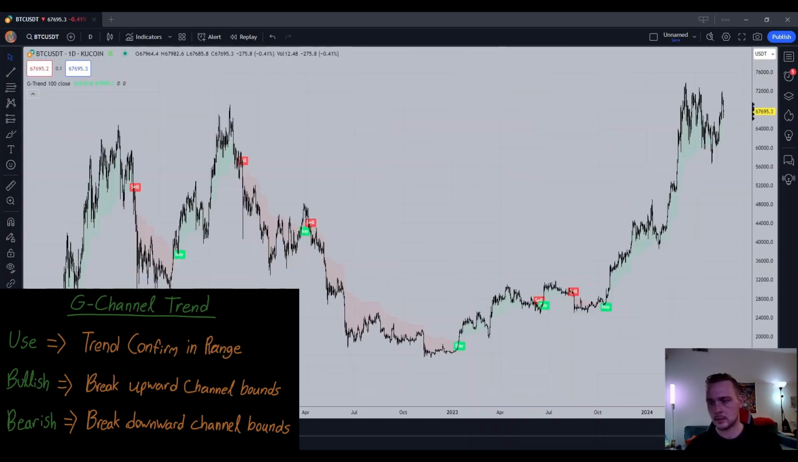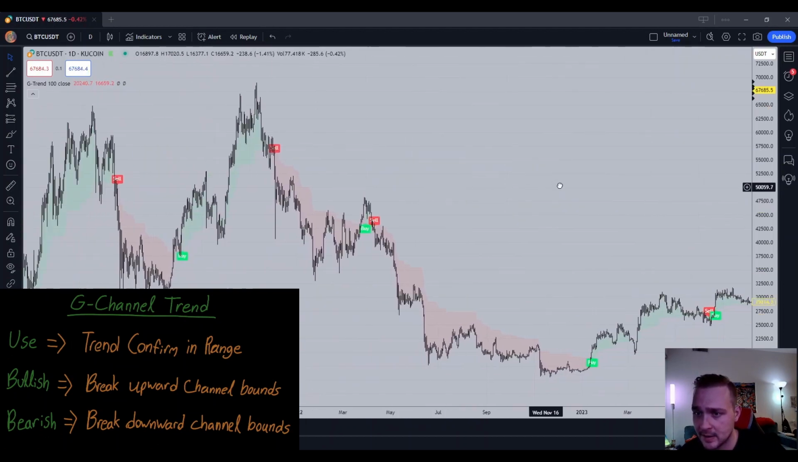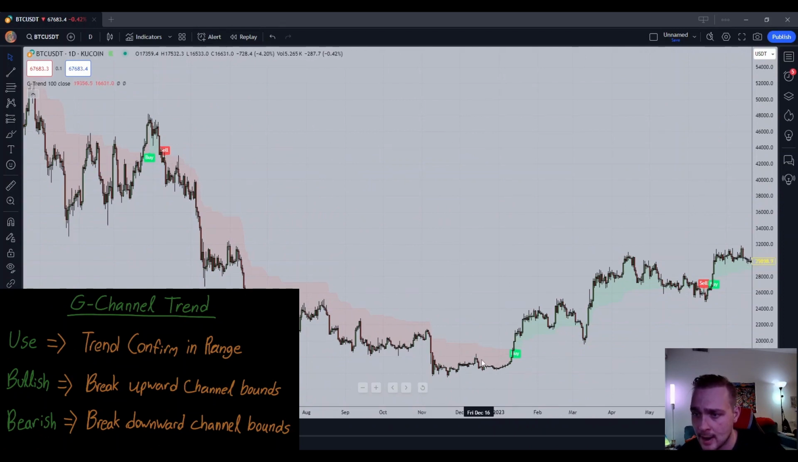When we're using this indicator, we're going to consider ourselves bullish when we break the upward channel bounds. As you can see here on the chart, most of 2022 we were really bearish. We were in a bear market, and then at the beginning of 2023, right here in January, we break out of this bearish channel upwards, and that's a bullish signal that you should go long.